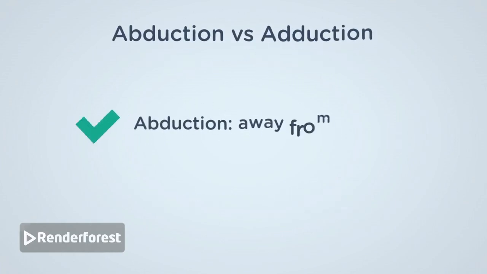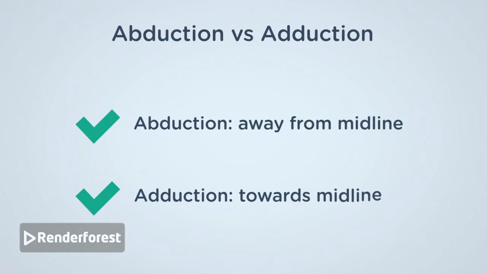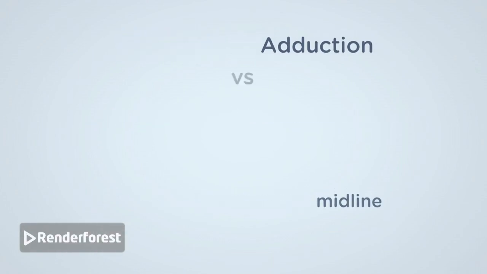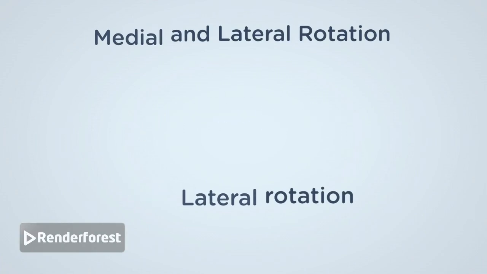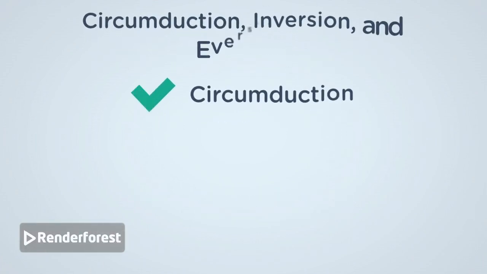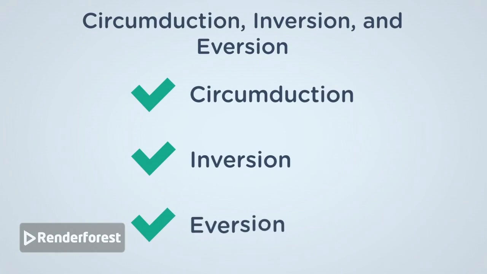Lateral flexion moves the trunk sideways. Abduction is moving a limb away from the midline, while adduction brings it closer. Rotation occurs around a long axis. Medial rotation faces the anterior surface medially, while lateral rotation faces it laterally. Circumduction combines flexion, extension, abduction, and adduction. Inversion and eversion relate to foot movement.